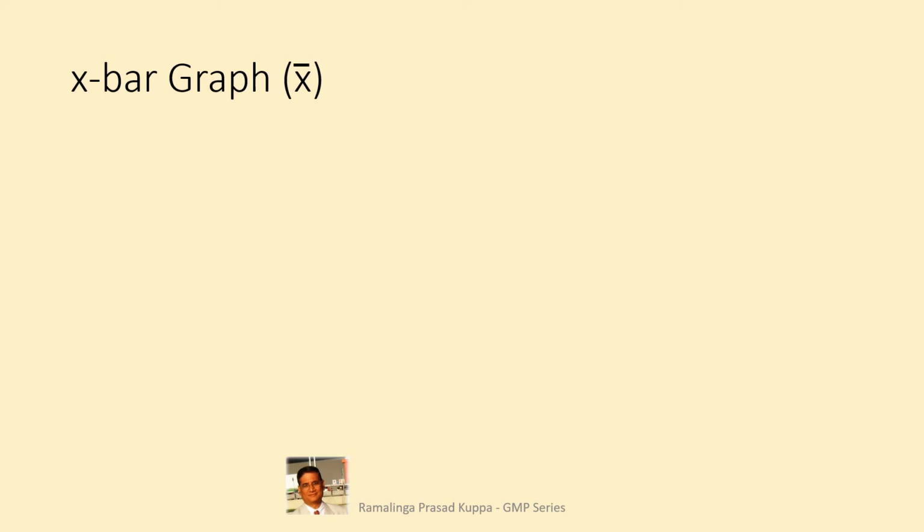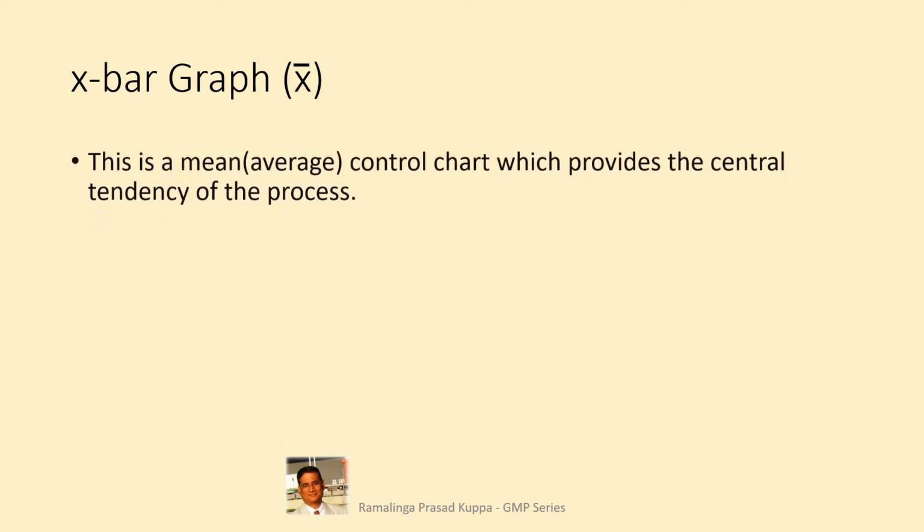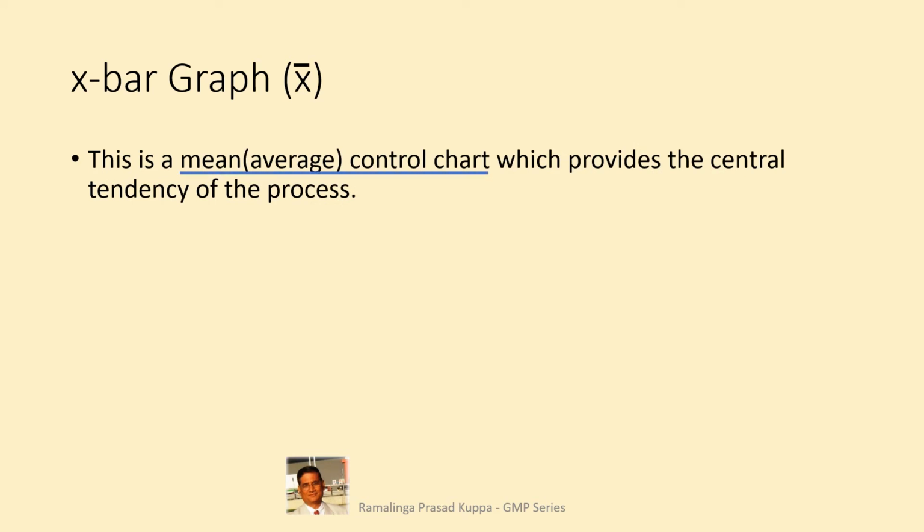Let us understand what is an X bar graph. This is a mean average control chart which provides the central tendency of the process. Remember, whenever there is a reference to the word bar on any letter, the data considered for evaluation is mean or average values. X bar graph is very useful graph to establish the central tendency of the process.